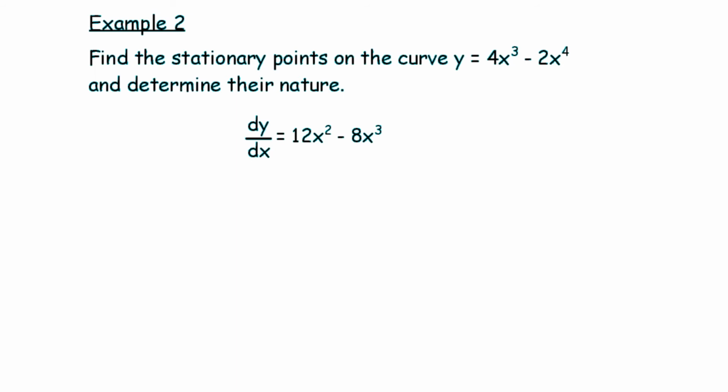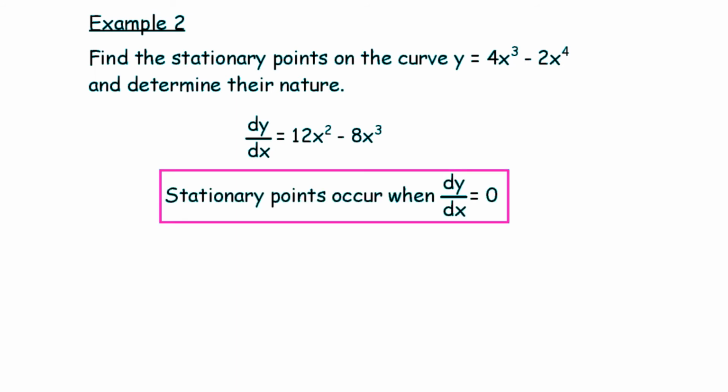We will then write in our statement. Stationary points occur when dy by dx equals 0. So we can set 12x squared minus 8x cubed equal to 0. We will then factorise. In this case, we'll take out a common factor of 4x squared. And that leaves me with 4x squared (3 minus 2x) equals 0.